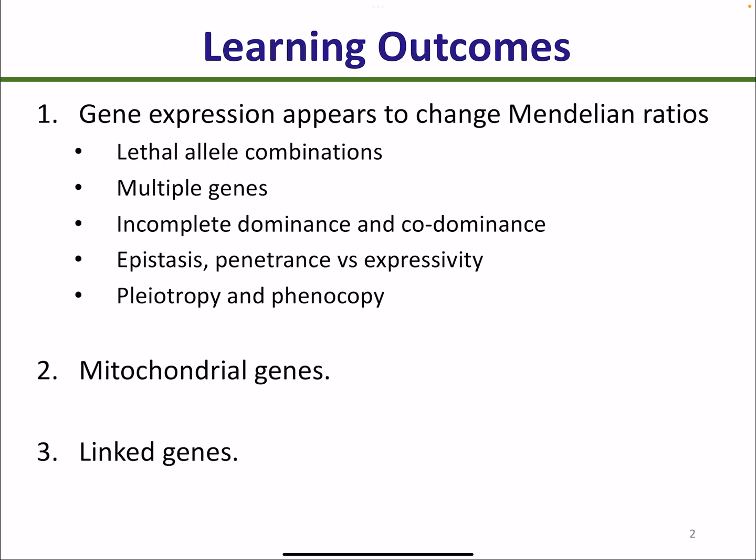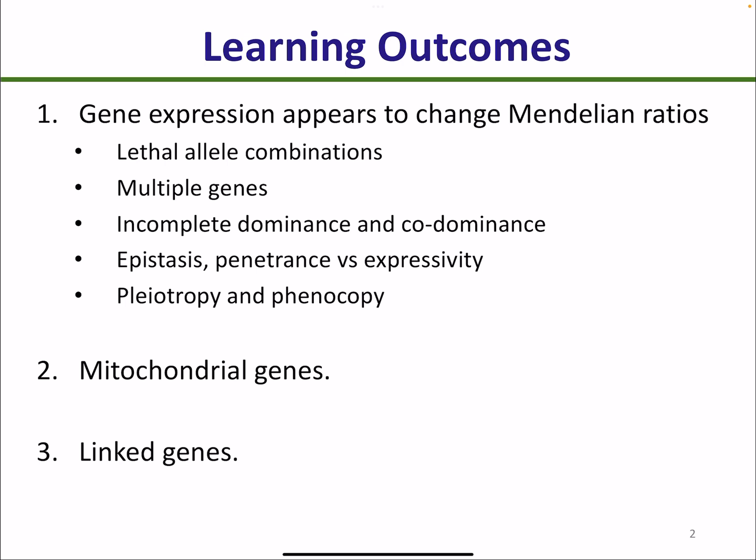We're going to take a look at lethal allele combinations, multiple genes, dominance and recessivity, and particularly incomplete dominance and codominance. We're going to take a look at the role of the environment. We're going to take a look at how one gene can affect the expression of another gene, so we're going to talk about epistasis. We're going to talk about penetrance and expressivity. We'll talk about pleiotropy and phenocopy.